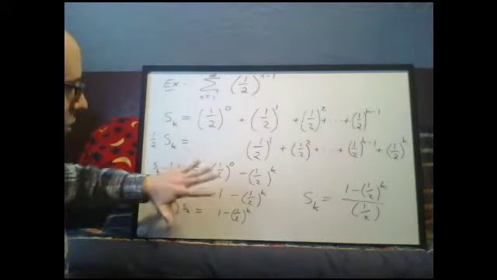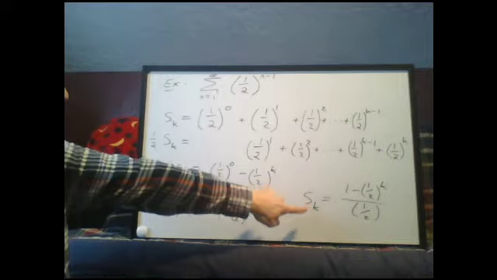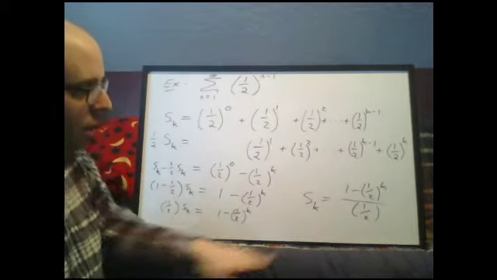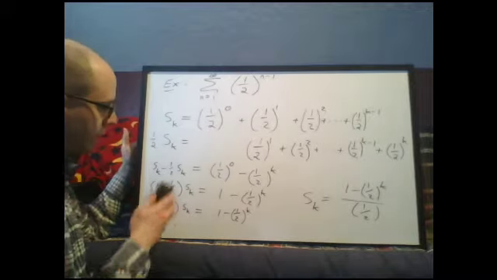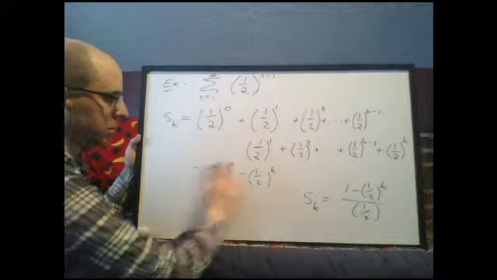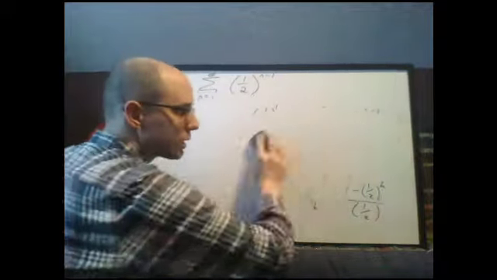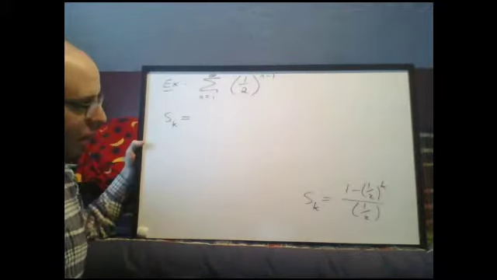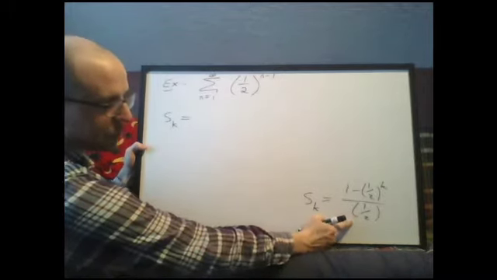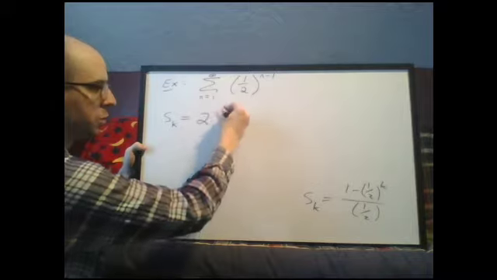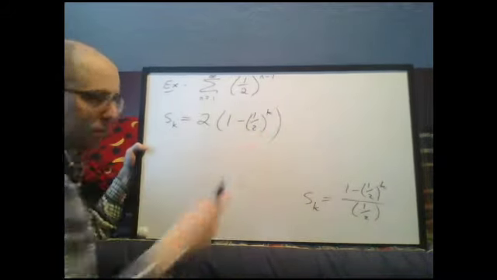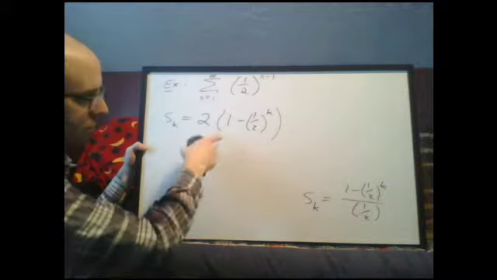So this was all work to get us to this formula. Here is our formula. I can simplify a little bit more in a second, but here's our formula for the partial sum S_k. So let me rewrite that so I can do the next step. S_k equals, well, if I divide by 1/2, that's the same as multiplying by 2 on top. So this is 2 times (1 minus 1/2 to the k). So I just simplified that one more step.